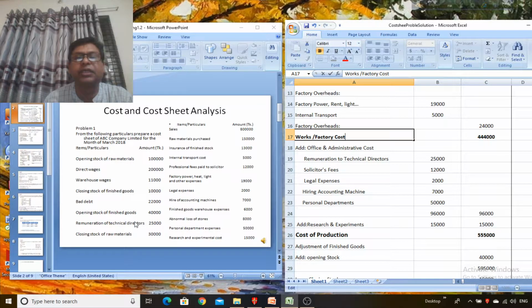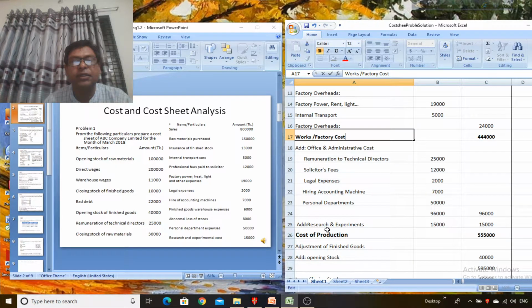The remuneration to the technical director is an official cost. Solicitor's fee, legal expenses, and personnel department, all these are the office cost, and the other is the research and experimental cost. This is the research and development cost. These two costs will be added to the factory cost to enumerate the cost of production. Thus we find the cost of production here is 5,50,000 taka.